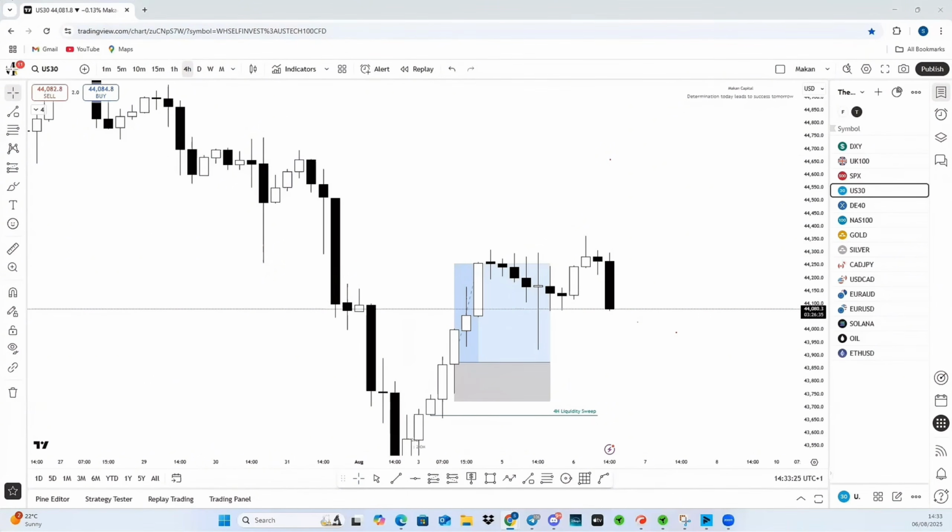I don't really use premium and discount, to be honest with you. For me, it's just pure liquidity. I've simplified it as much as I can, and it just has to be a liquidity sweep. That's what I look for. No, I don't use kill zones either.